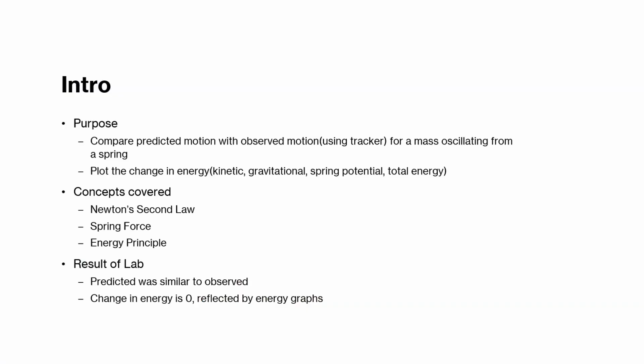So the purpose of this lab is to compare the predicted motion with the observed motion of a mass oscillating from a spring in both the x and y direction, and the mass is hanging down from the spring. So we're going to plot the change in energy to look at how the energy principle acts in this scenario, and we have kinetic energy, gravitational, spring potential, and then obviously total energy. But we'll talk more about why we have those kinds of energies when we get to system and surroundings.